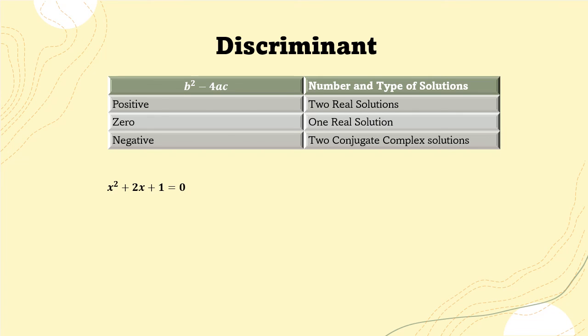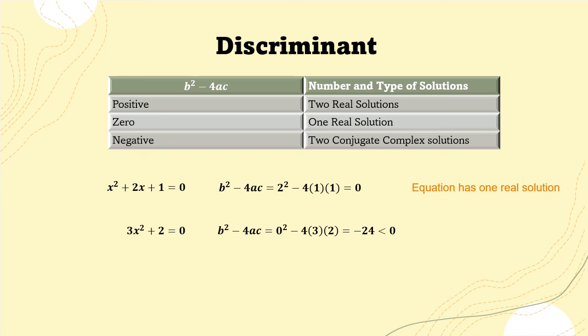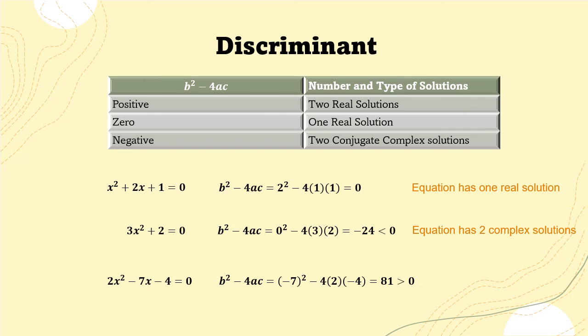So if we took the first equation, x squared plus 2x plus 1, the discriminant is 0. Therefore, the equation has one real solution. If we took the other equation, the discriminant is negative. Therefore, the equation has two complex solutions. And if we took this equation, 2x squared minus 7x minus 4, the discriminant is positive. Therefore, the equation has two real solutions.